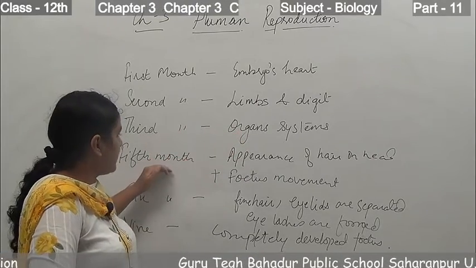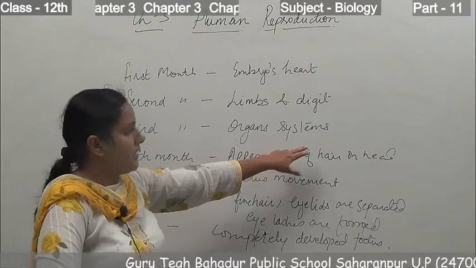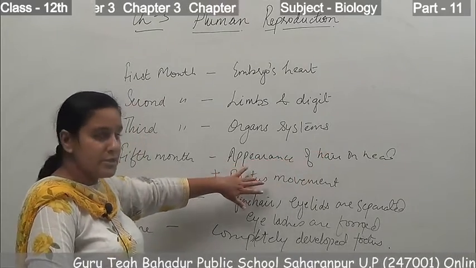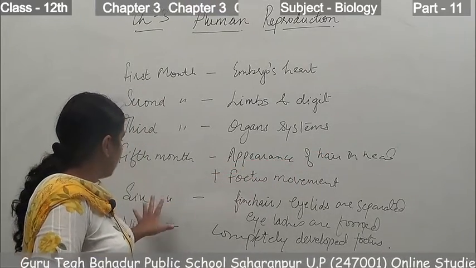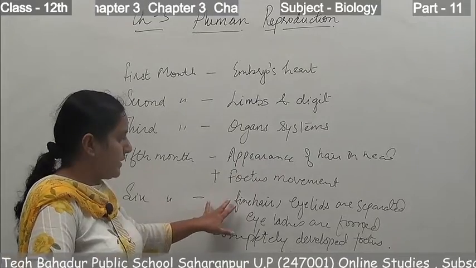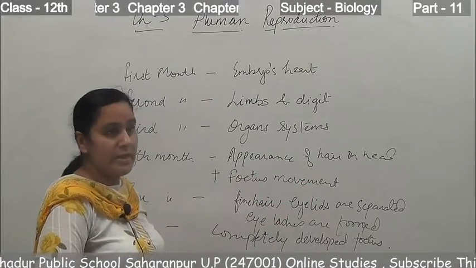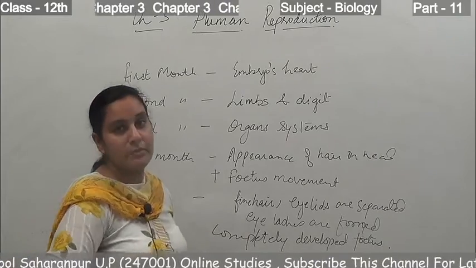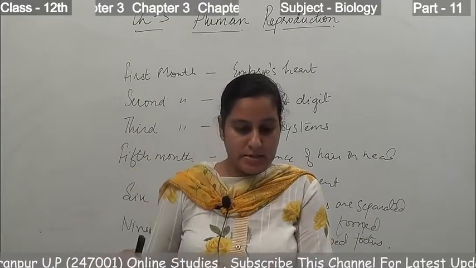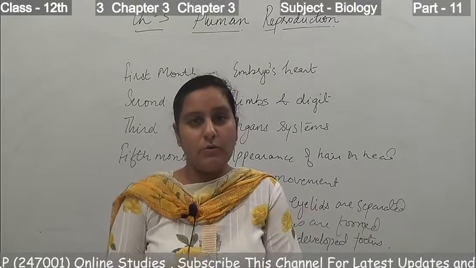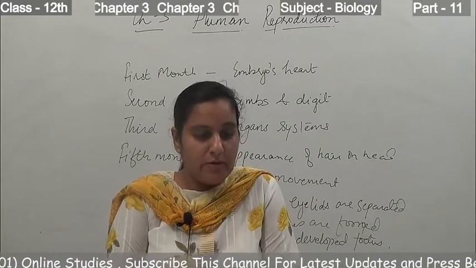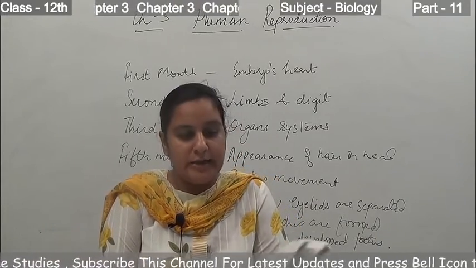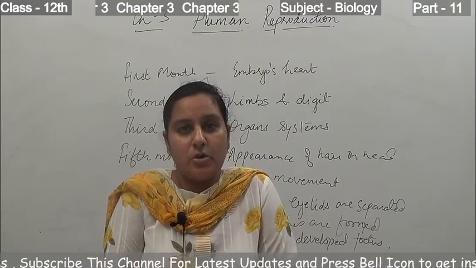At the end of the 5th month, there is appearance of the hair on the head and the fetal movements are observed. At the end of the 6th month, fine hair, eyelids are separated and eyelashes are formed. And at the end of the 9th month, the completely developed fetus is there. So this is all about this topic. In the next topic, we will discuss parturition and lactation, that are the last topics of the chapter.